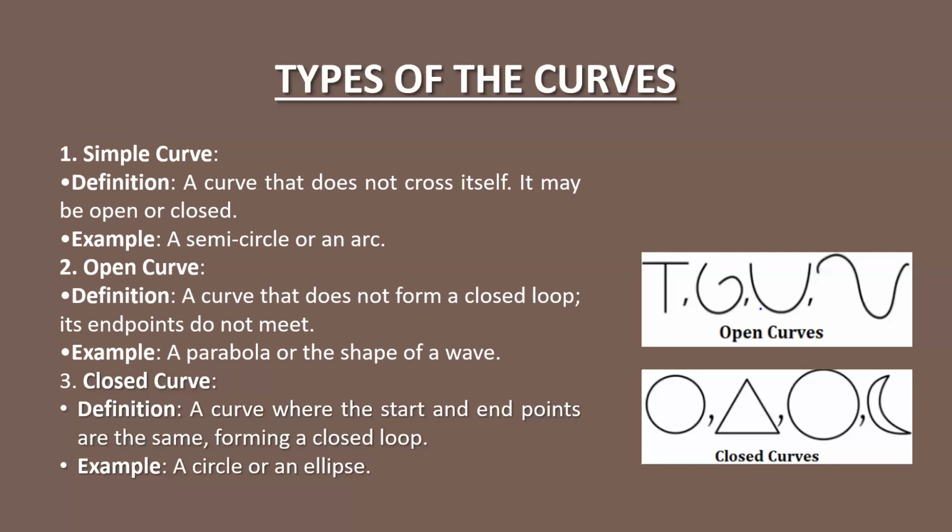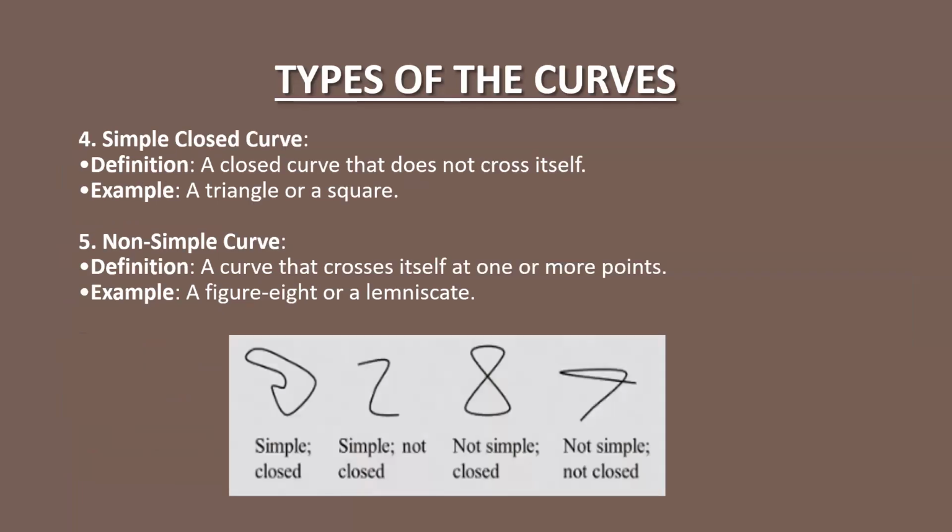Consider, but make sure the angles are a little bit more bent. Not a proper pointed angle shouldn't be forming. Now comes the simple closed curve: a closed curve that does not cross itself. It means a figure will be closed and that figure shouldn't cross itself.